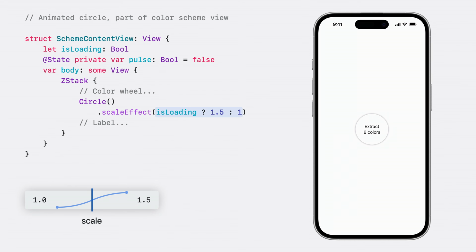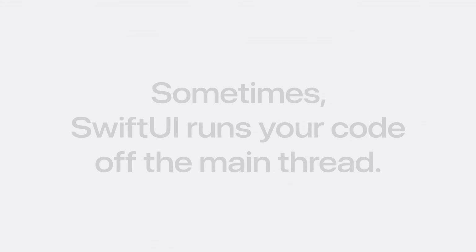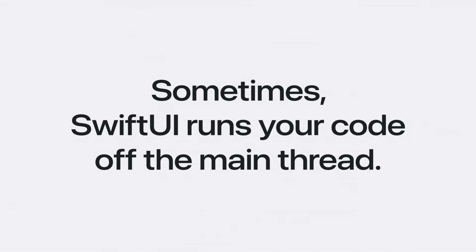Every frame of this animation requires a different scale value between 1 and 1.5. Animated values such as this scale involve complex maths. Calculating a lot of these frame by frame can be expensive. Therefore, SwiftUI performs this calculation on a background thread so that the main thread has more capacity for other stuff. This optimization applies to APIs you implement as well. That's right. Sometimes SwiftUI runs your code off the main thread. But don't worry, it's not that complicated.